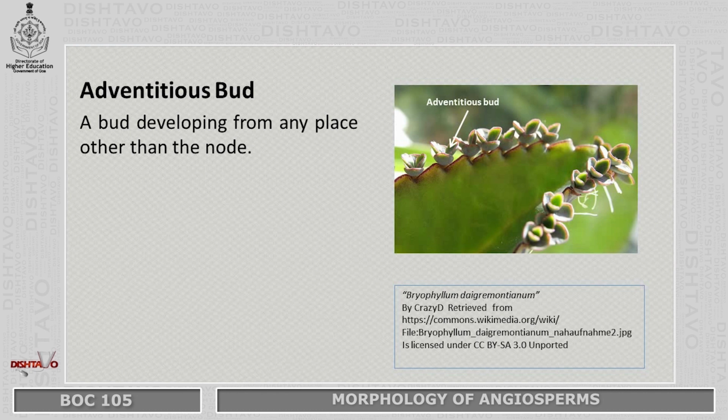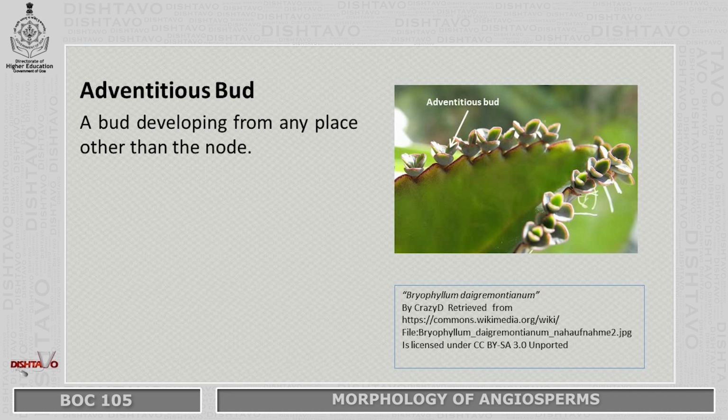Coming to the adventitious bud. Adventitious buds are buds developing from any place other than the nodes. Axillary buds are found at the nodal region, whereas adventitious buds are positioned either on the stem, on the internodal region, on the leaves, roots, etc.